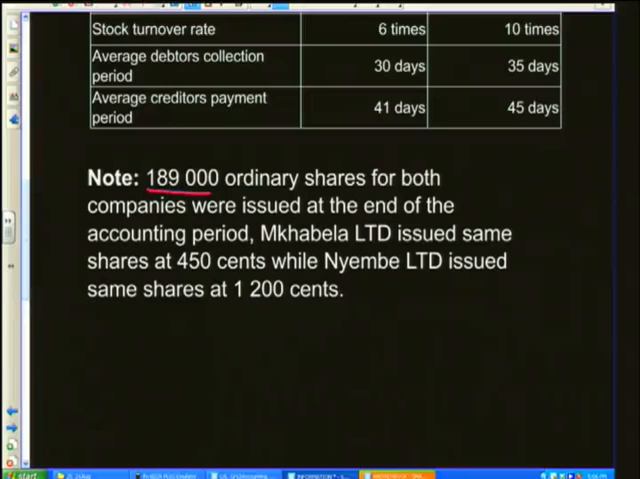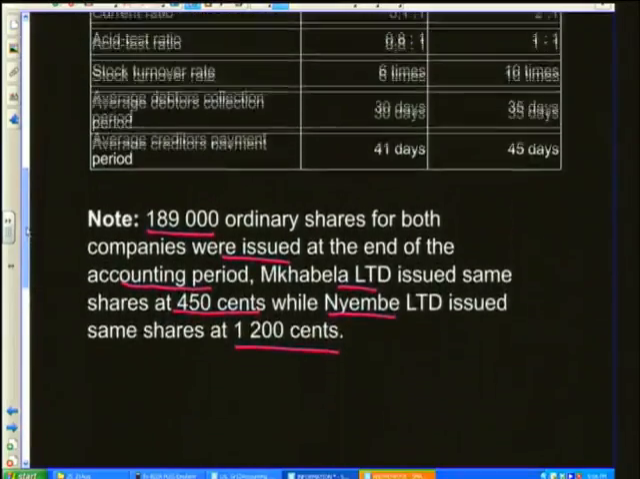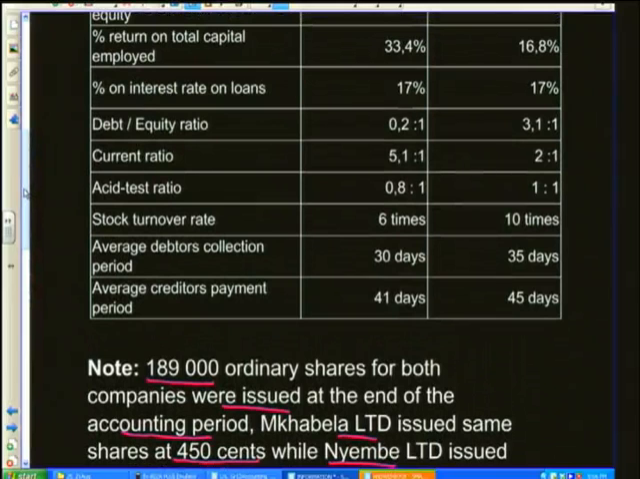Note: 189,000 ordinary shares for both companies were issued at the end of the accounting period or at the end of the financial year. MK Limited issued the same shares at 450 cents or 4.50, guys, while Yembe Limited issued the same shares at 12 Rand or 1,200 cents. Okay, let's now go to our questions, or what we need to do in terms of this particular information that we have in front of us.